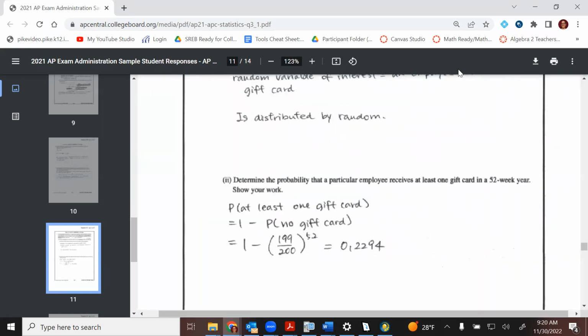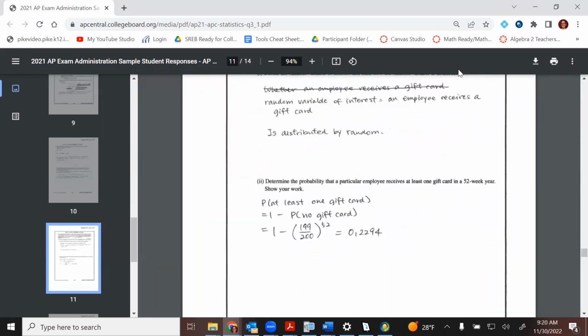It says "is distributed by random." What do you guys think of that as far as describing the distribution? Now, thinking about this in terms of one person and whether or not they win a gift card, how would this be distributed? Binomial. We might be able to approximate it with a normal, but it would be distributed binomially. How would we know that it's distributed binomially? What could we do to show that it definitely is binomial? In binary, what would be the success? Getting the gift card.